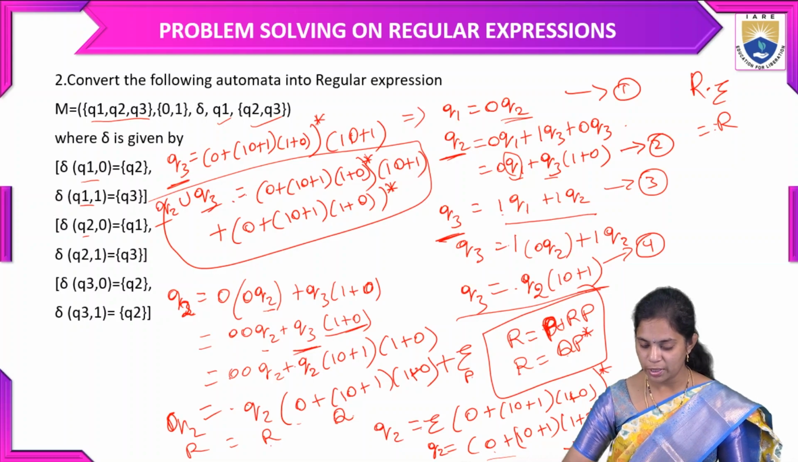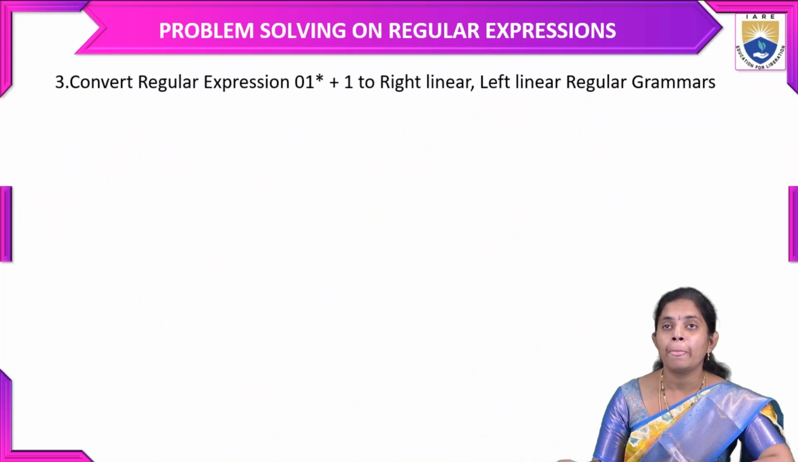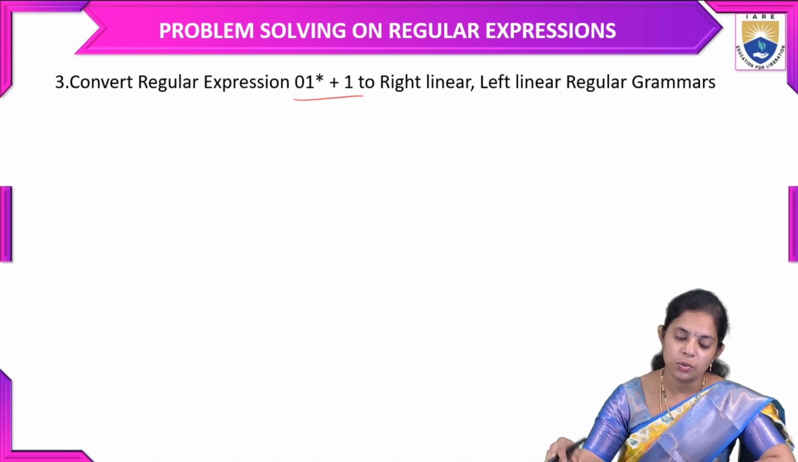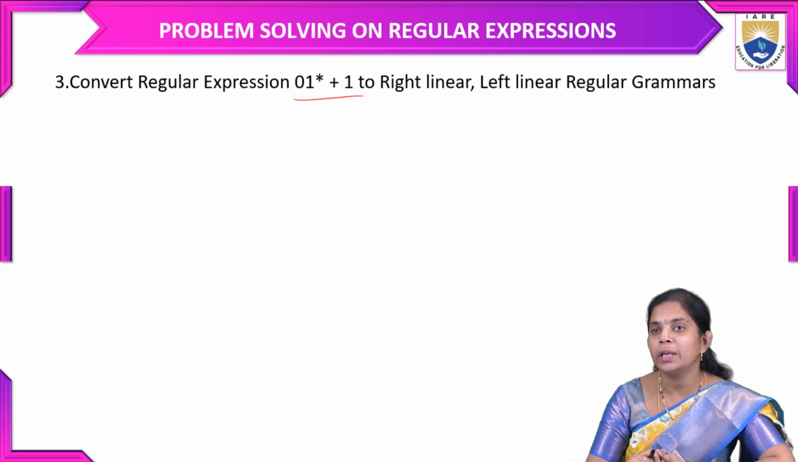So this is about the second one. And the third one, 0 plus 1 whole star and 1. So how to write the two grammars, the left linear grammar and the right linear grammar, for the given expression. So here the regular expression is the input, and now we need to convert it into a grammar.